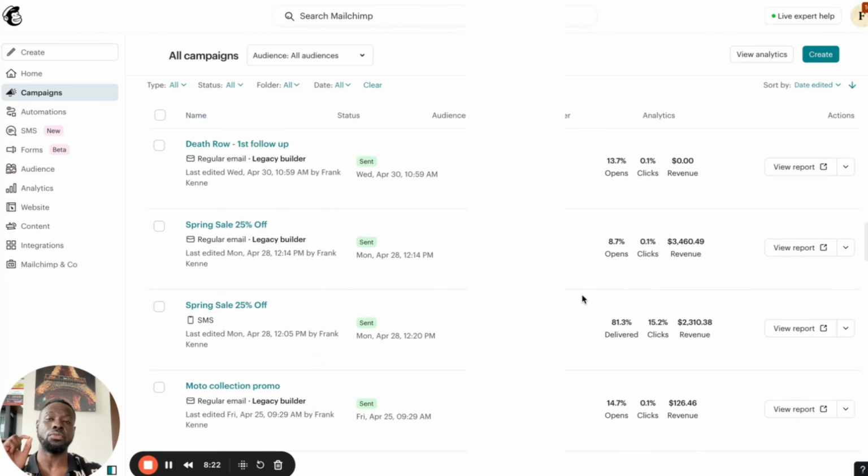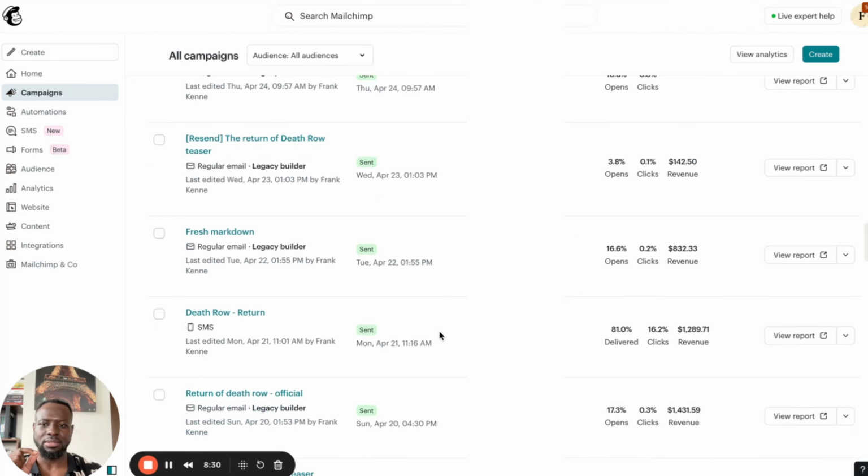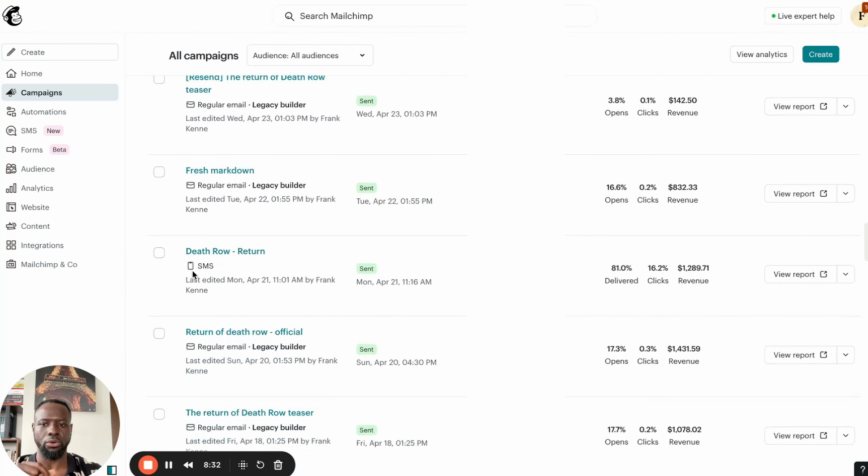But nonetheless, so far we had one, which was just the official launch of that product, right? And let me show you how much revenue that generated over here. So the SMS campaign is right here, Death Will Return, the SMS. That one generated $1,200 in revenue. We sent out to around 15,000 people, we had like 2,500 people click on that, and we had $1,200 in revenue generated. So that's the first SMS message that we launched.